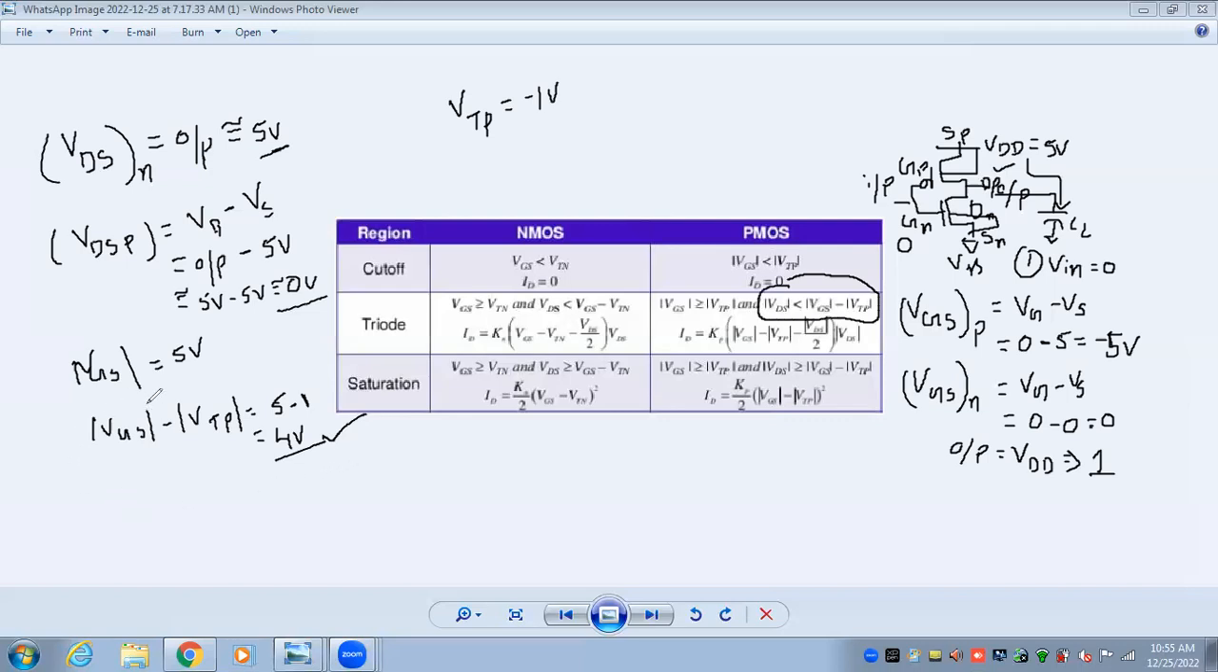Now if you consider the NMOS transistor, we got VDS equal to 5 volts. And what about VGS of the NMOS transistor? Here we are taking VTN. So it is mod VGS, and here we have VGSN as 0 volts. Here we have minus VTN; if you take it as 1 volt, it is going to be minus 1 volt. That's why NMOS is completely off. In this case, NMOS is off in the first case.